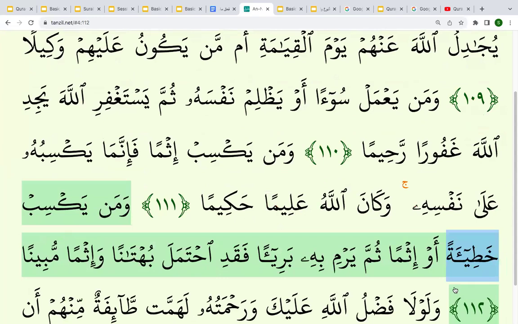Khati'atan. So here, kha, ta, hamza are your root letters, right? Kha, ta, hamza are your root letters. Is it sahih or mu'tal? No. Kha, ta, hamza are the root letters. Look at the root letters. It is sahih. It is sahih. Okay? Because kha, ta, hamza. Hamza is not a weak letter.